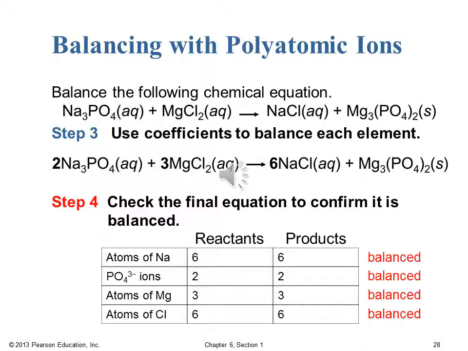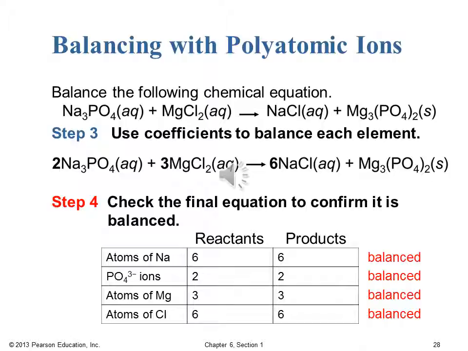Okay, moving on to step three, we'll use coefficients to balance each element or each ion. Each polyatomic ion, remember, is kept as a unit. So we would need to have a coefficient of 2 in front of the sodium phosphate to get us the 2 phosphate units on the product side. We would need 2 phosphate on the left-hand side, so the reactants, so we need that coefficient of 2 there.